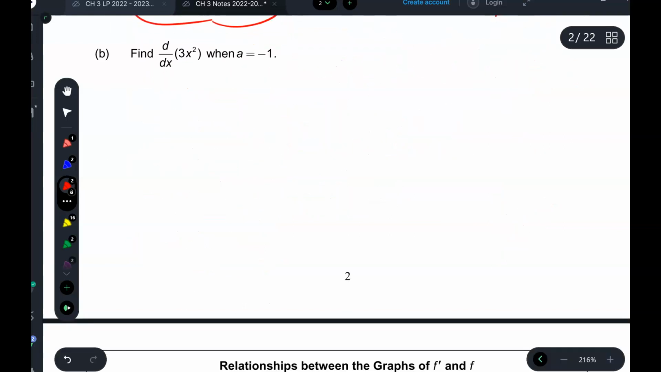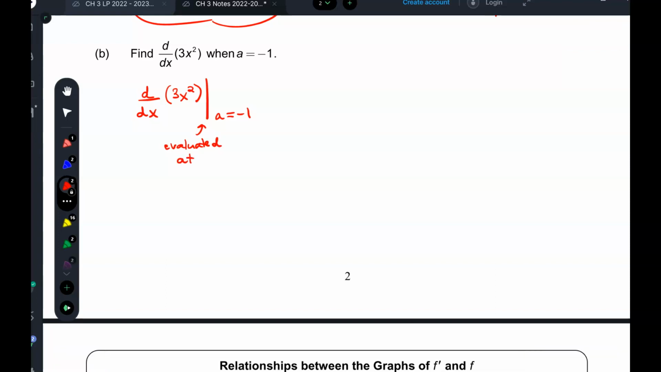All right, let's try the next one. Do you want to do this one on your own or together? You're afraid? Okay, we'll do another one together. Here we go. Now, this is a little different notation. I'm just getting you exposed to different ways to write the same thing. So I want d dx of 3x squared. Okay, I'm going to draw a vertical line, which means evaluated at x equals -1. So this little line here means evaluated at, and then x equals -1, excuse me. Okay.